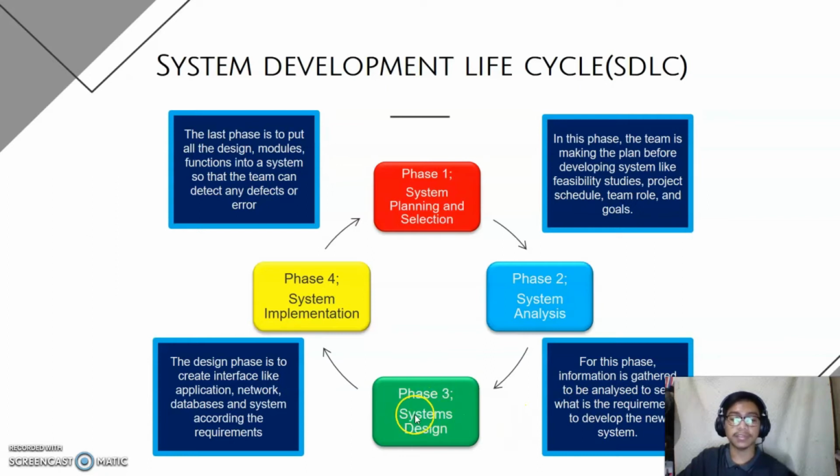Next phase is System Design. The design phase is to create interfaces like application, network, database, and system according to the requirements. And lastly, the system implementation phase. The last phase is to put all the design, modules, and functions into a system so that the team can detect any defects or errors of the new system.